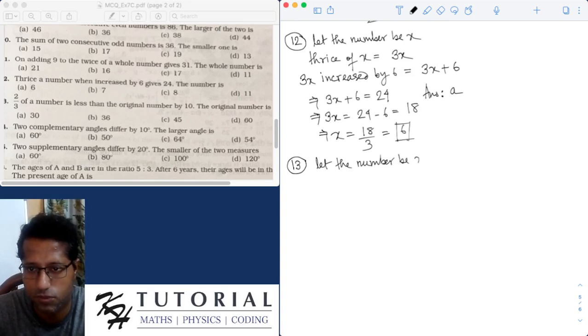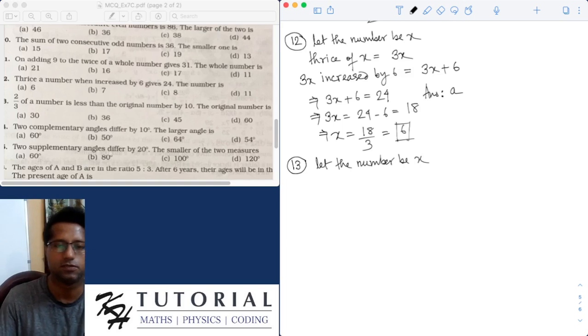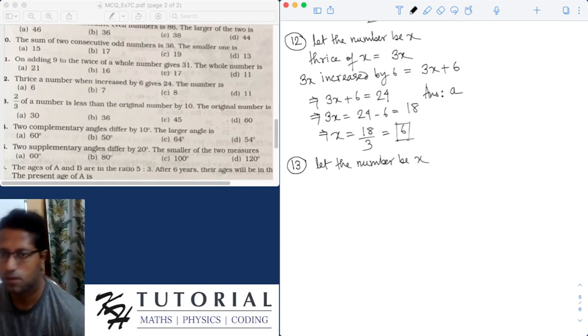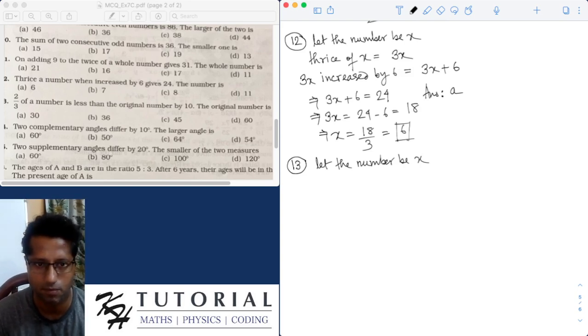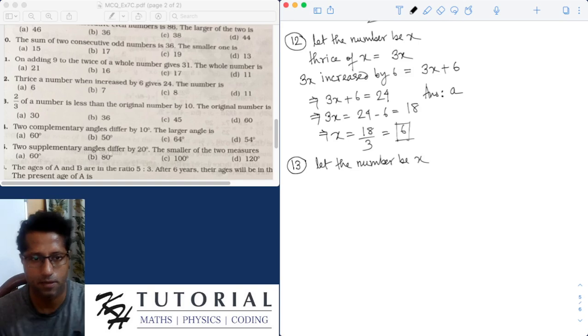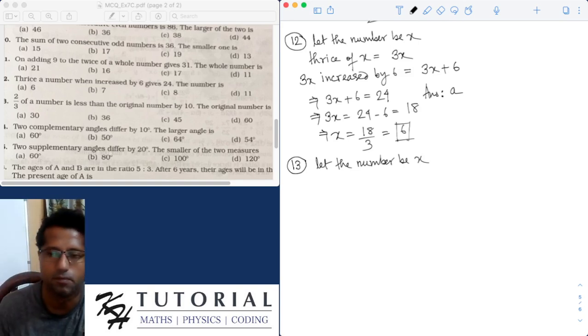It is crucial in this kind of word problems and linear equations to understand what exactly the problem is saying, and all the terminology: less than, greater than, thrice, multiplied by, divided by. How do you translate those word statements or phrases into algebraic expressions? That is very important. So let the number be x.